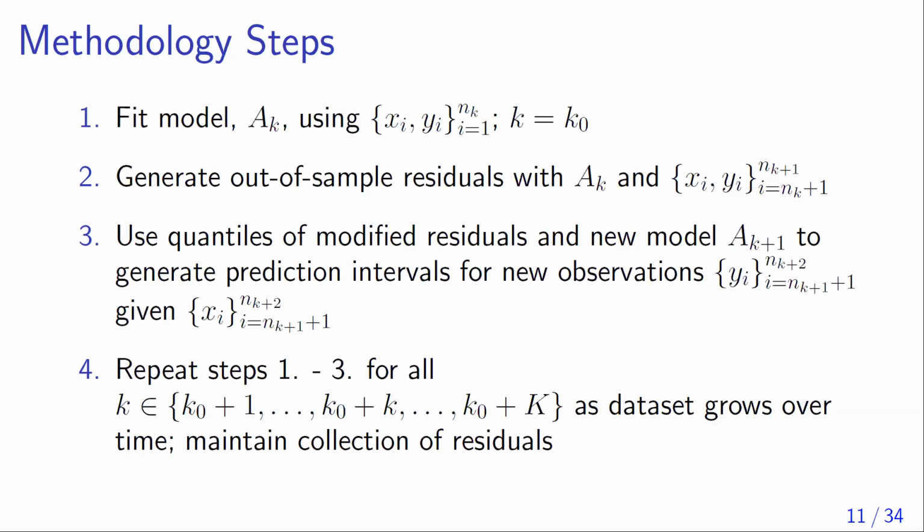We then take this model, A_K, and we generate out-of-sample residuals using A_K and the current week's observations. We know the outcome for all of the observations in week K. We predict them, and then we get our out-of-sample residuals when we compare them to the actual observed response. We then take quantiles of those modified out-of-sample residuals and use them with a new model, A_K plus 1, which is a model fit using all of the information up to and including period K plus 1. So we use quantiles of residuals generated through period K, and then we predict with a new model that we build off the current week's observations and everything prior to that.